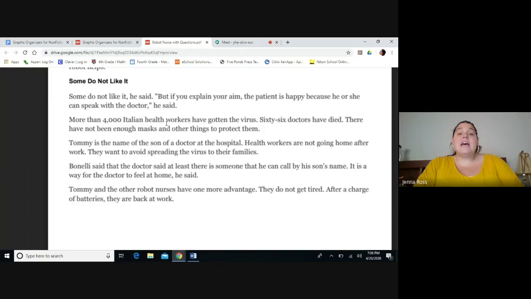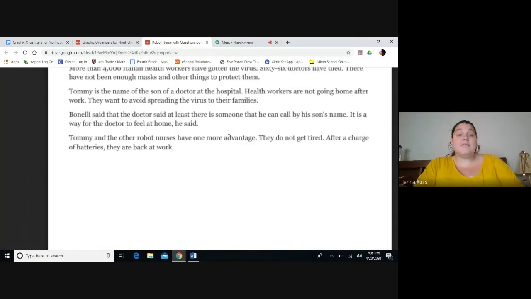More than 4,000 Italian health workers have gotten the virus. 66 doctors have died. There have not been enough masks and other things to protect them. Tommy is the name of the son of the doctor at the hospital. Health workers are not going home after work. They want to avoid spreading the virus to their families. Brunelli said that the doctor said at least there is someone that he can call by his son's name. It is a way for the doctor to feel at home, he said.